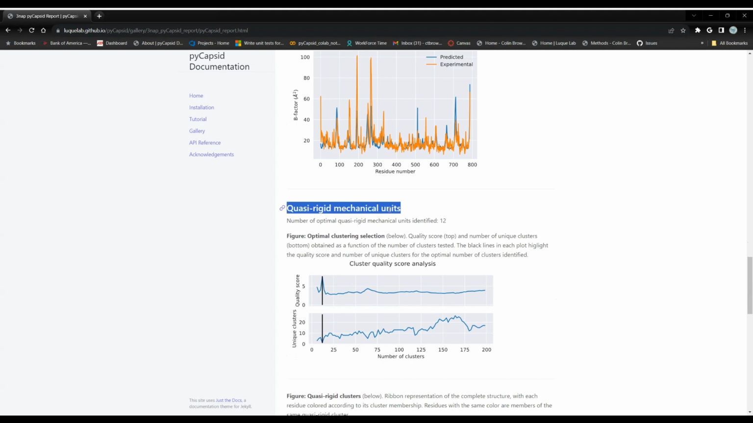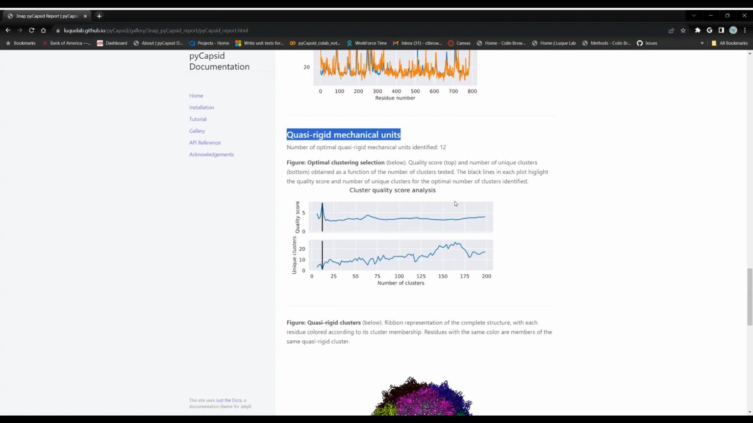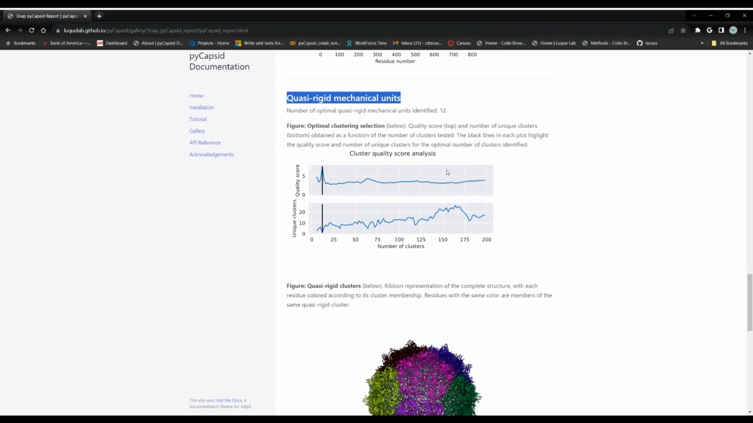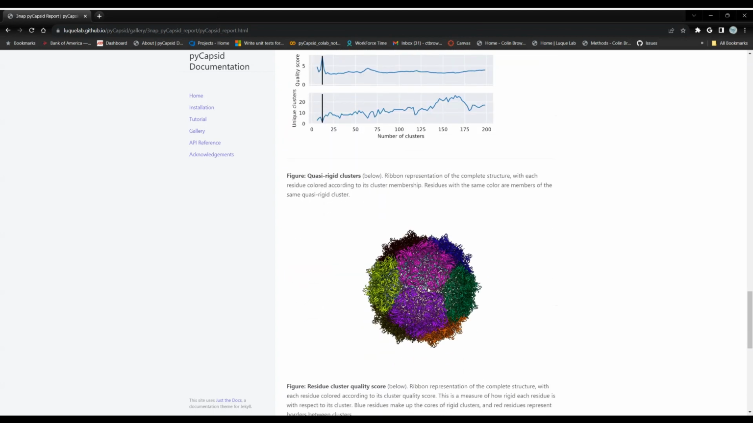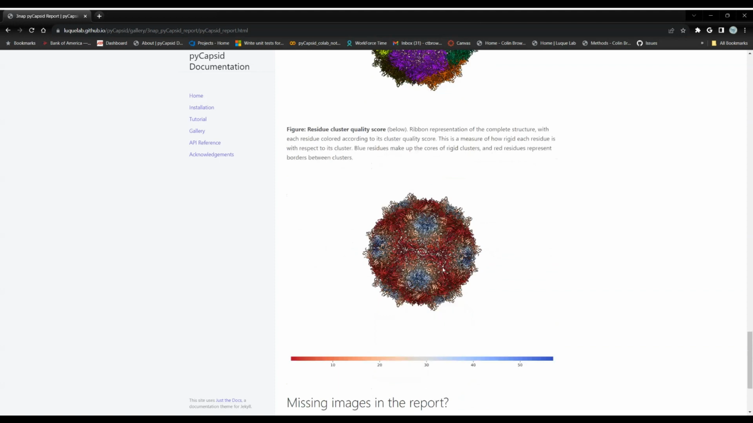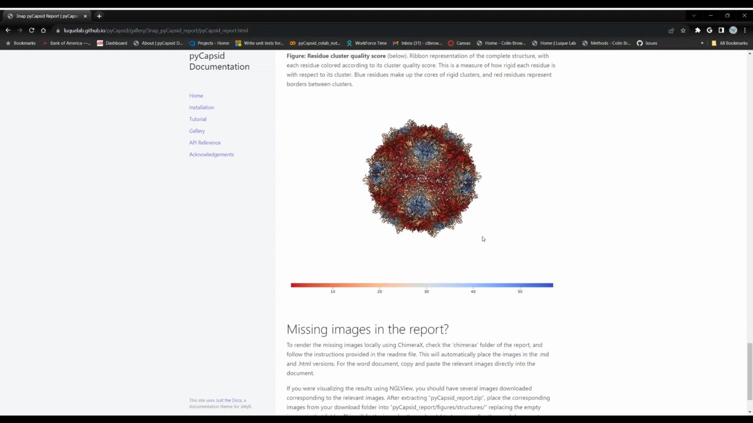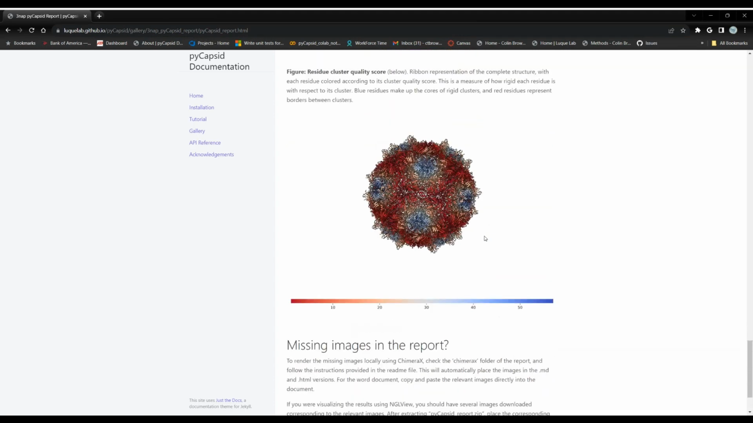This section provides the results of the quasi-rigid cluster identification. This includes a plot of the quality score for each attempted clustering, an image of the full structure with the highest quality mechanical units colored, and an image with the full structure with each residue colored according to its cluster quality score. For more information regarding results not included in the report, see another video.